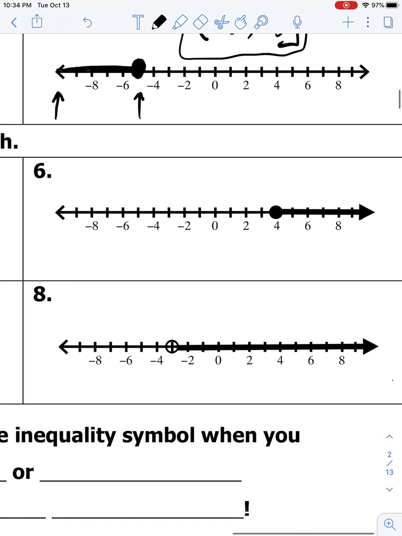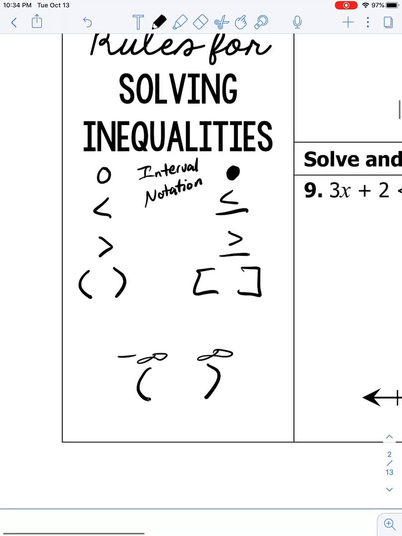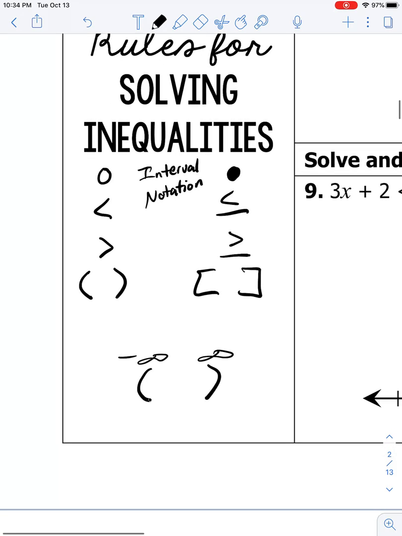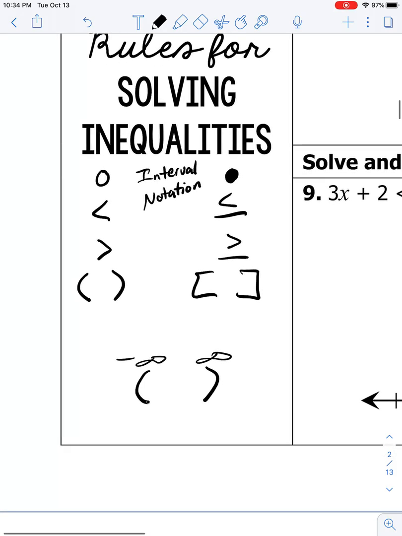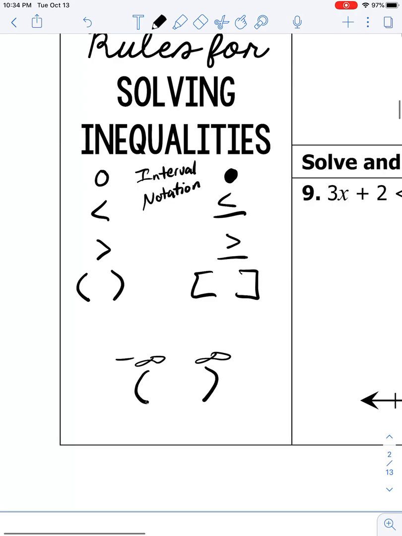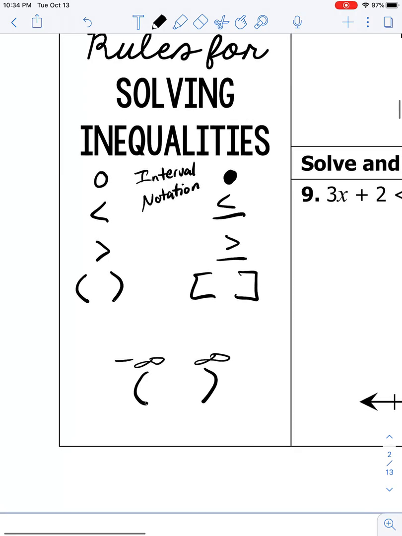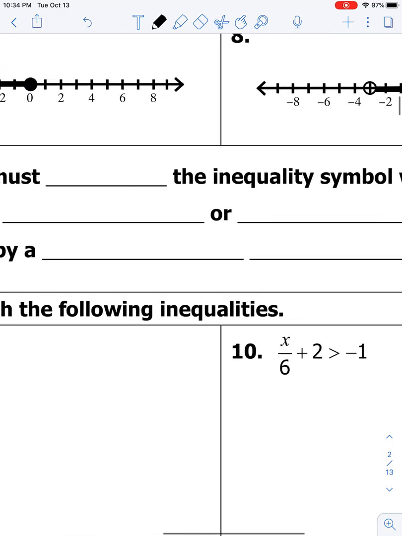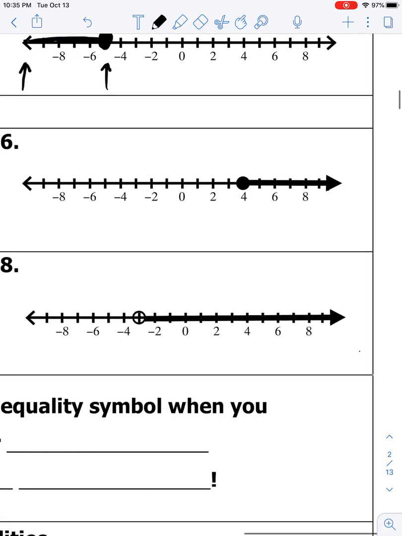And if you forget which one it is, open circle, parenthesis, closed circle, bracket, that's why I gave you this right here. This is what it's for. You can see that the open circle has the parentheses, the closed circle has the brackets, and the infinities are the parentheses. That's why I gave this to you. So number 6.